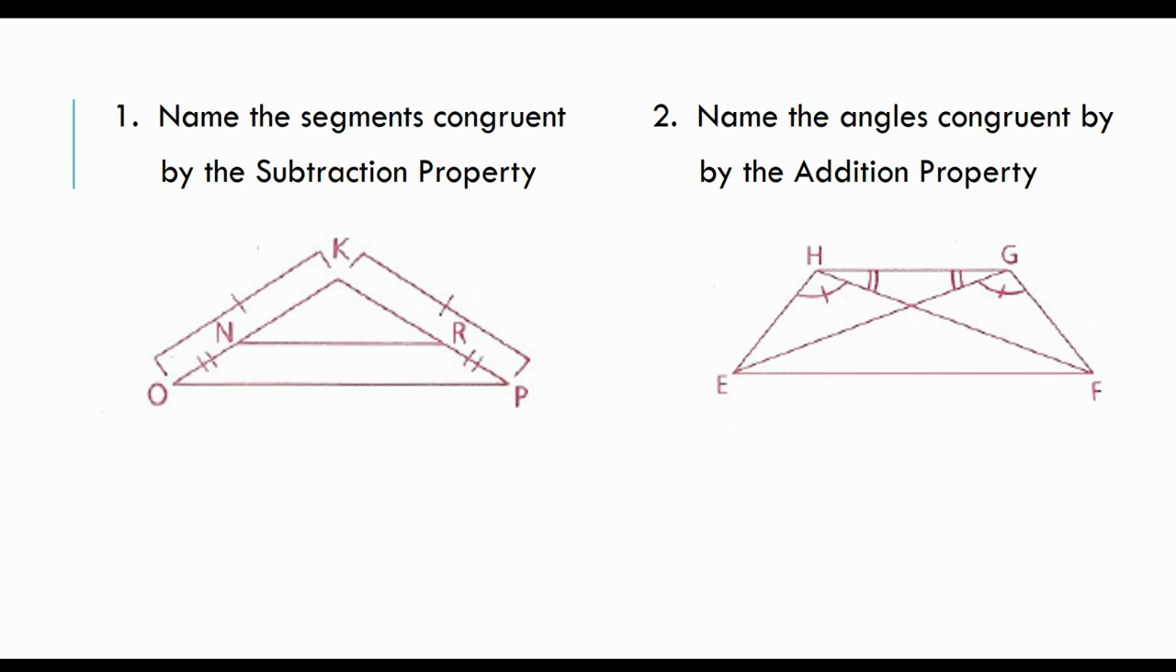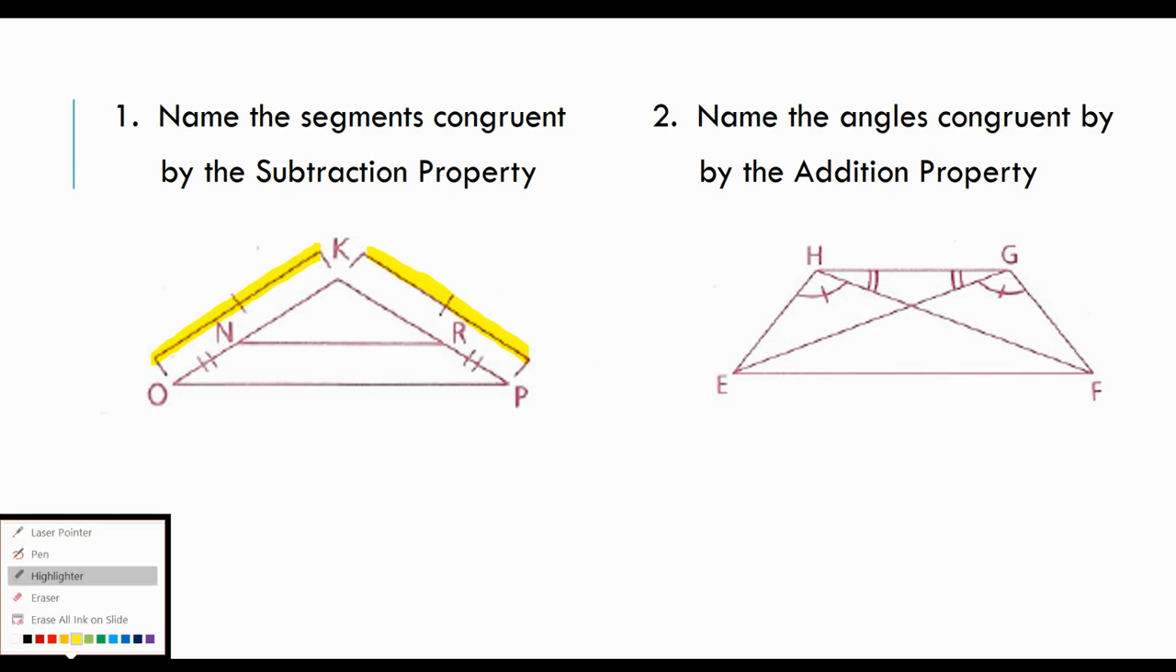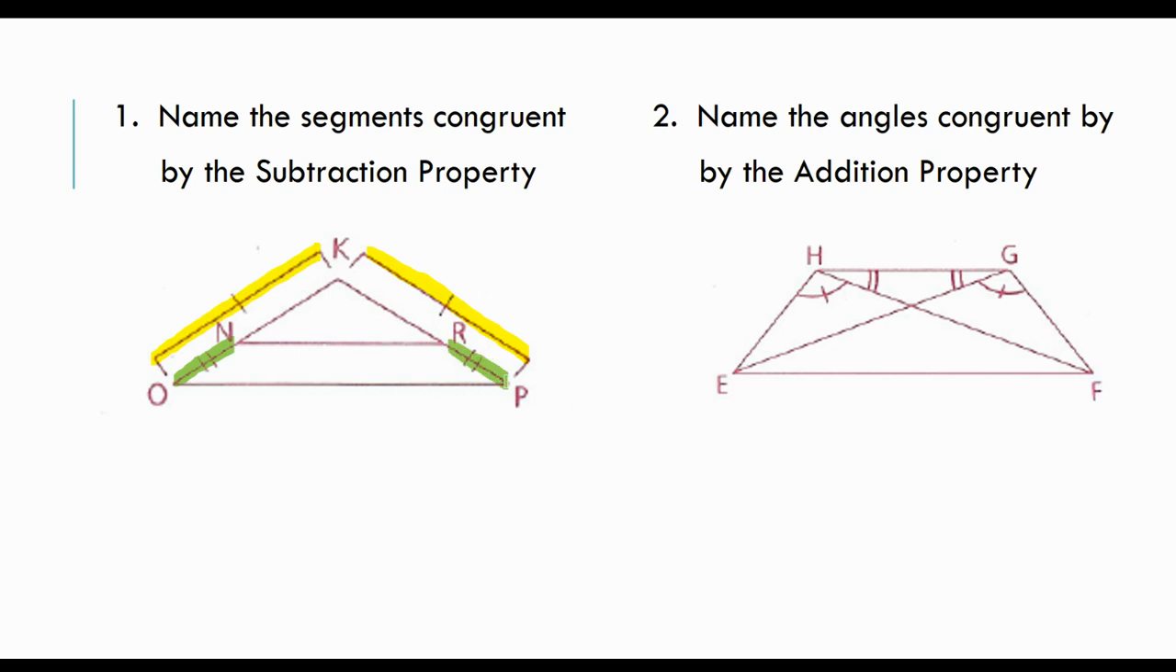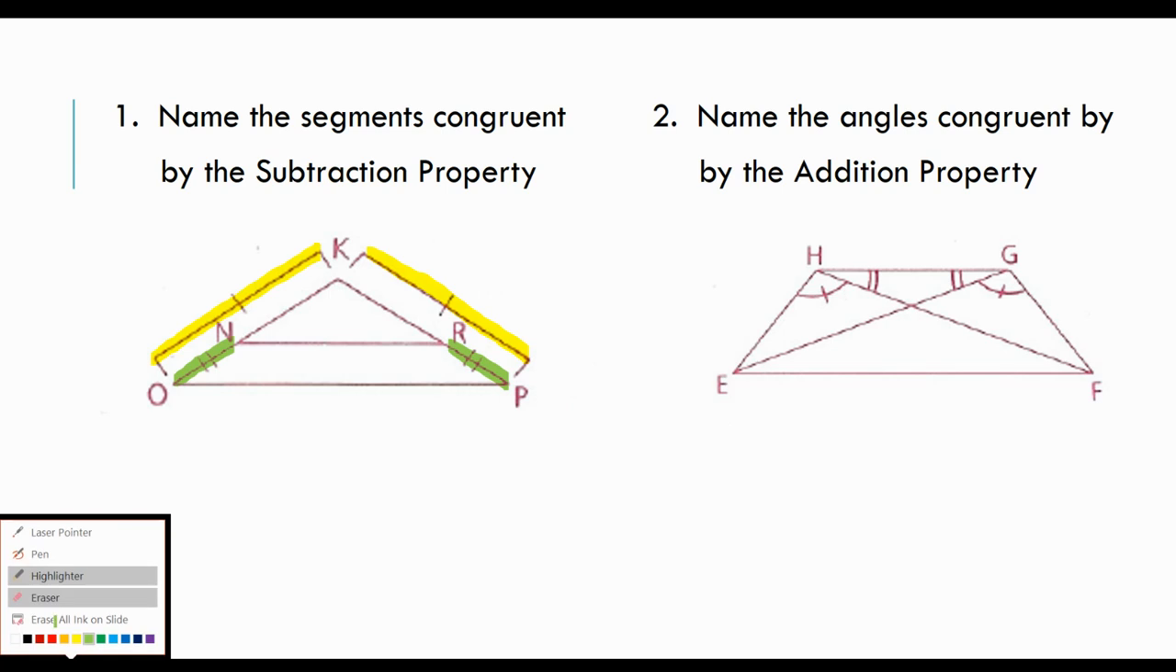So these examples here, the first one says to name the segments congruent by the subtraction property. So as you can see, there's some markings in the picture. So I'm going to highlight some stuff. Notice that this segment of KO is marked with one tick mark, and so is this segment of KP. So those two segments are congruent. Notice that I also have this segment of NO and this segment of RP. They both have two tick marks, so those two are congruent.